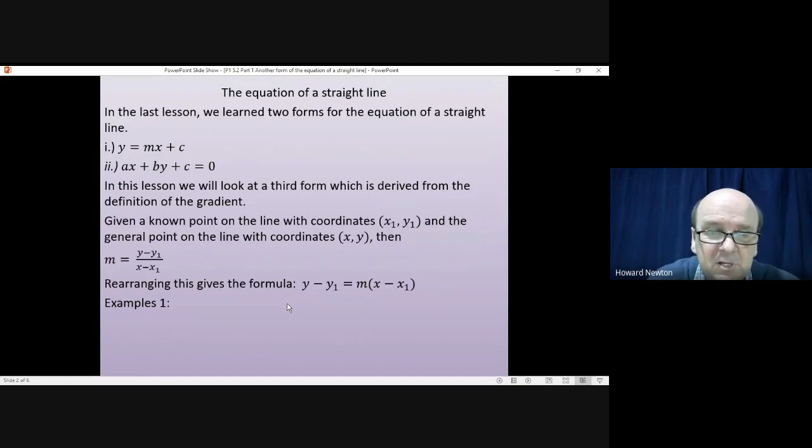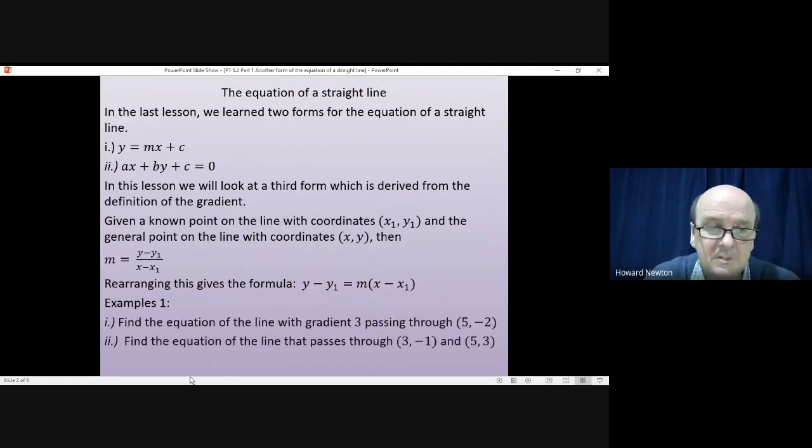Okay, let's have a look at an example. So first of all, try and find the equation of the line with gradient 3 passing through the point 5, minus 2. And then the second question requires a little bit more work. Find the equation of the line that passes through the 2 points 3, minus 1 and 5, 3. I'll let you have a go at both of these questions first. So pause the video, have a go, and then come back to me again when you're ready.